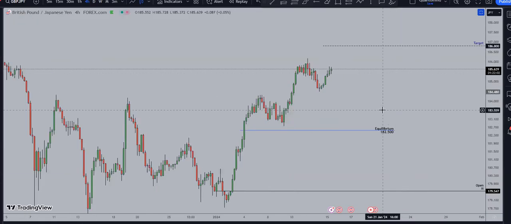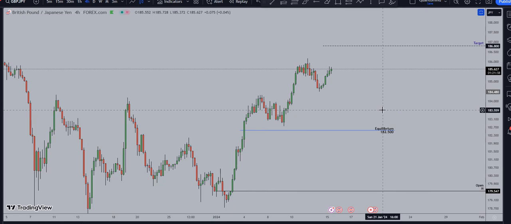All right, this is going to be the weekly analysis for week 3 of January. We're gonna start off with GBP, Japanese yen.